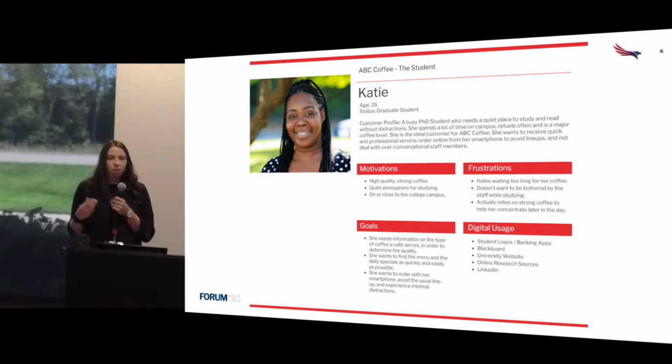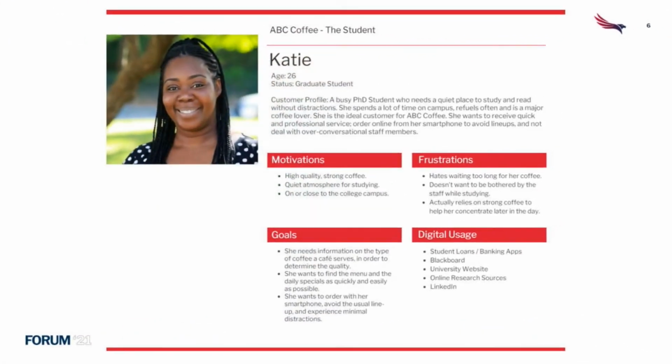She wants to order online. So we want to make sure that we have all of her goals, all of her motivations, her frustration points mapped out in this persona. And then you'll see here on the bottom, pull out her digital usage. Where is she online? Where is she spending her time browsing online? So definitely LinkedIn, looking at job postings. She's on her banking apps for her student loans, her university website, doing research online. Understanding where her digital presence is really critical when building out these audience personas.